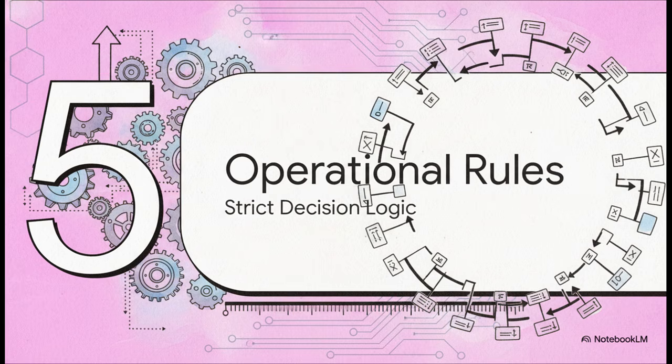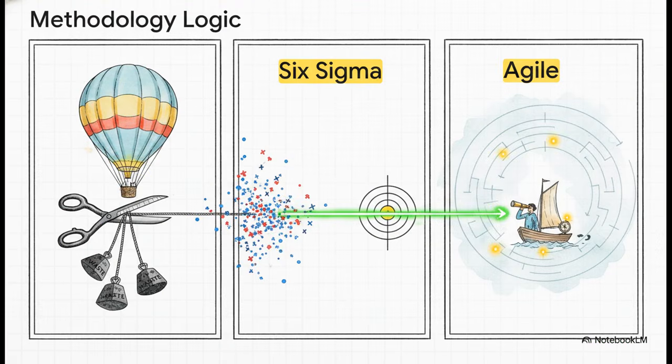Section 5. Conditional operational decision rules. Let's see how this all builds into concrete decision logic for your operations. We need strict rules of engagement here. You can't just guess, you need to observe the condition and apply the specific rule.